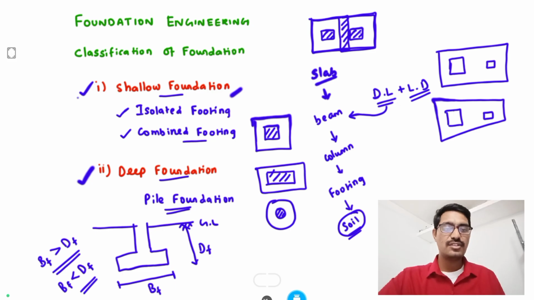So these are the columns. The big column is provided because it has a heavy load, and this column has a small load, so the small column will be provided.